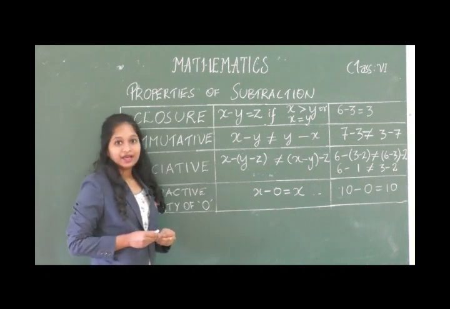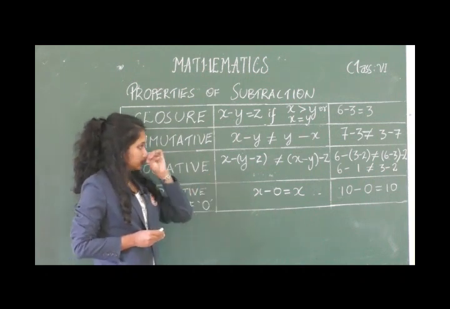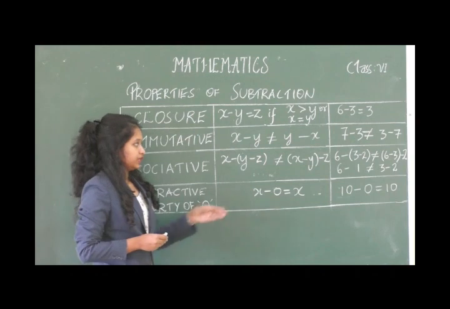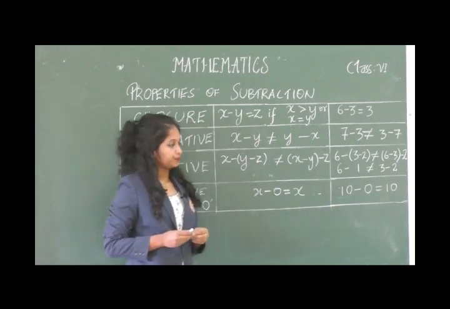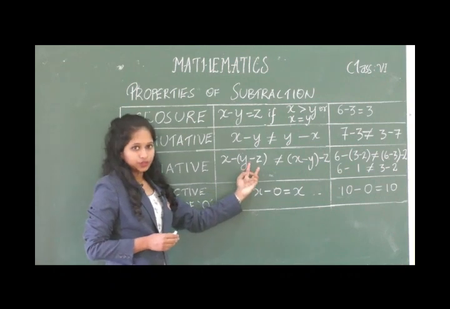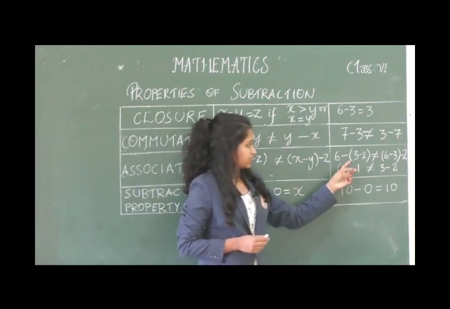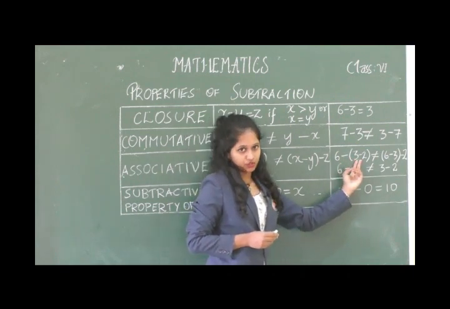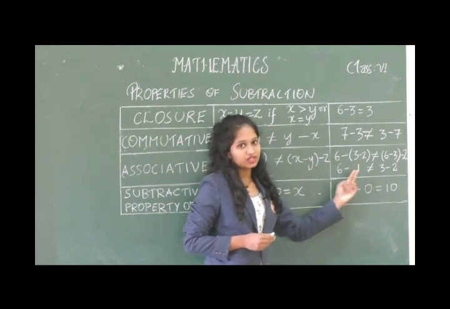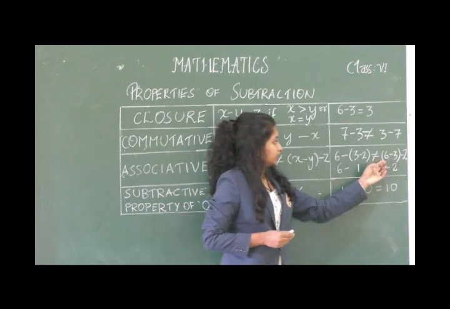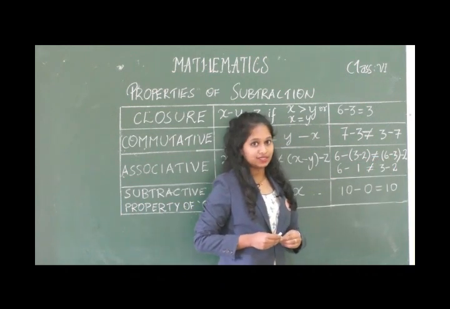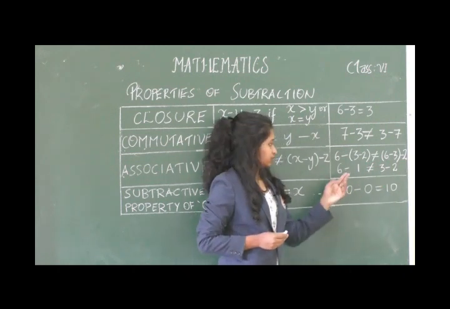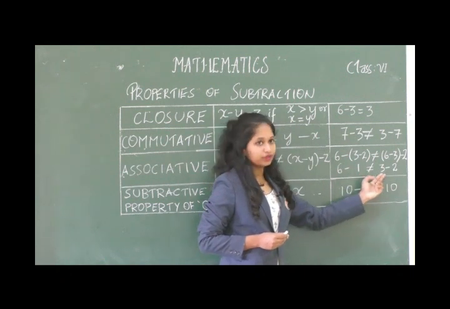The next property, associative property. Here, (x minus y) minus z is not equal to x minus (y minus z). That is, first do the operations inside the bracket. For example, 6 minus 3 minus 2. Here, first do 3 minus 2, you get 1. 6 minus 1 is 5. Here, first you do 6 minus 3, you get it as 3. 3 minus 2 is 1. So 5 is not equal to 1.